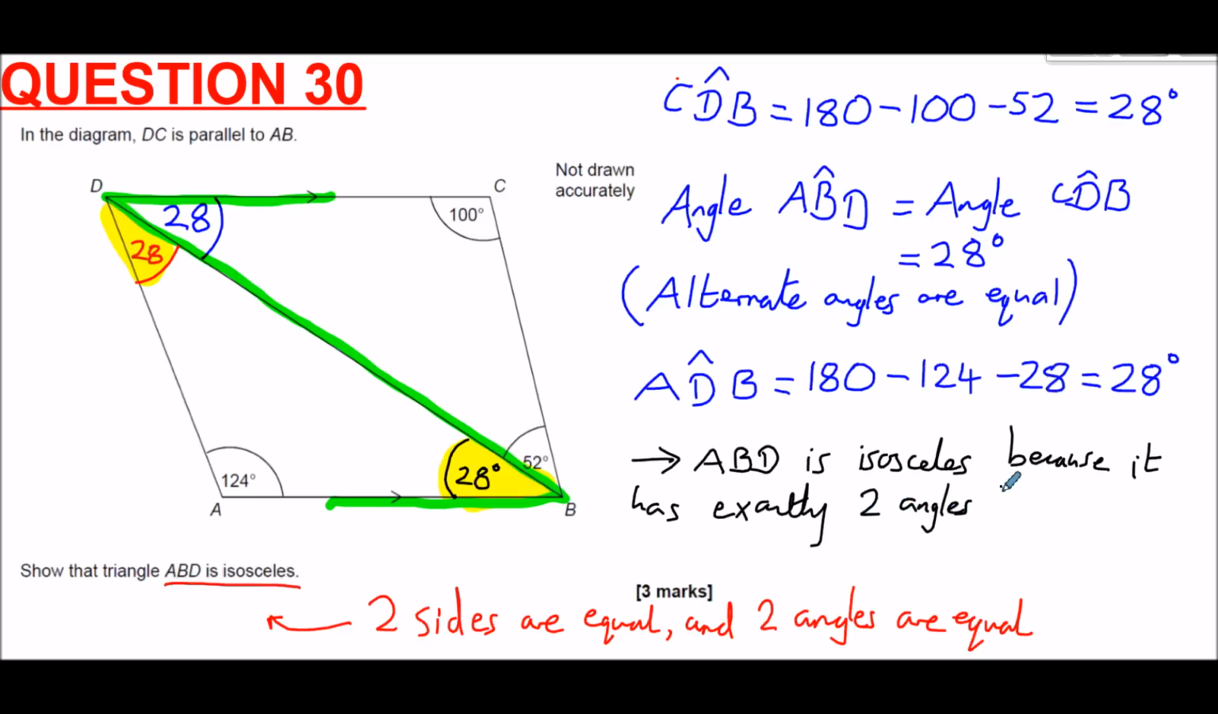Not three. If it had three angles the same, it would be an equilateral triangle, which is what we don't want to prove. So if the two angles are the same, the angle ADB and the angle ABD, both of those are of course 28 degrees. And we've proved it. So that's our proof up here. And we've finished the paper now.